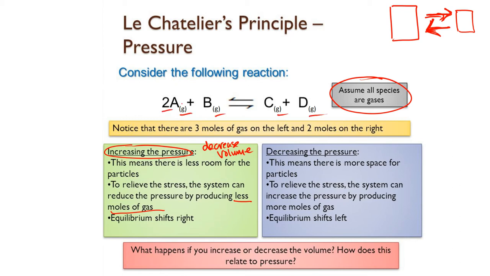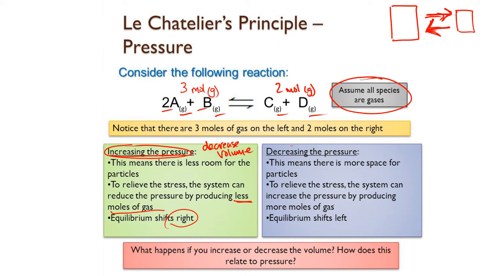So on the left, I've got 2 and 1 more. So I've got 3 moles of gases. On the right-hand side, I've got 2 moles of gases. So in this case, increasing the pressure, I shift to the side with less gases, which would be the right-hand side, the product side.